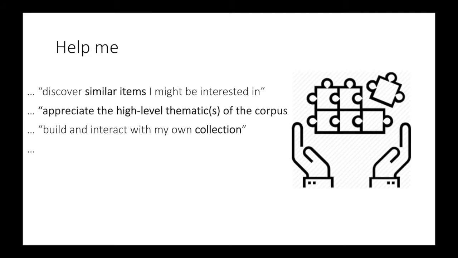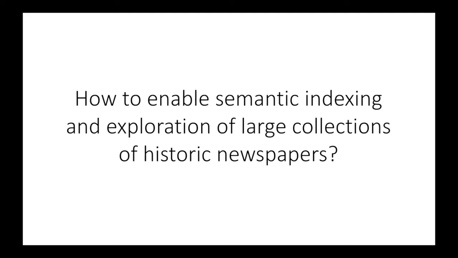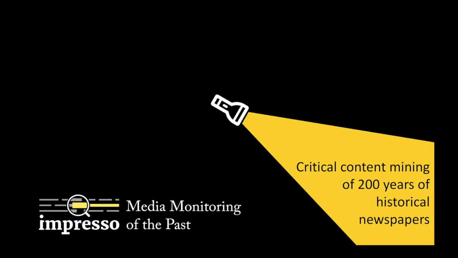There are many other requests, such as being able to discover similar items that people might be interested in, being able to appreciate the high-level thematics of the entire corpus or a subpart, and the capacity to build and interact with collections. So we can conclude that there is a need for much more than keyword search, and that we should ask ourselves how to enable semantic indexing and exploration of large collections of historical newspapers.